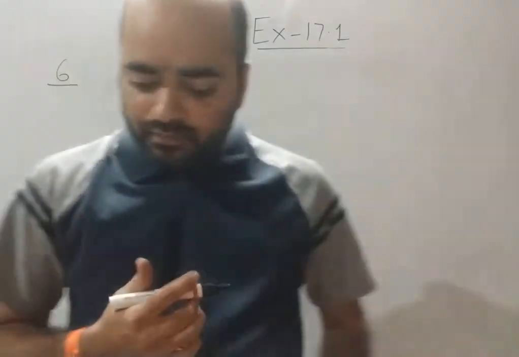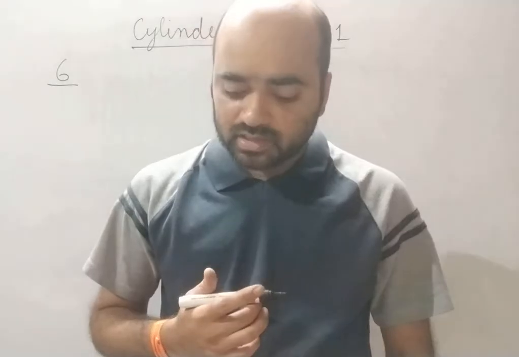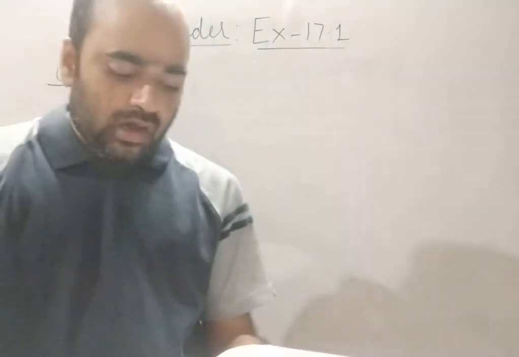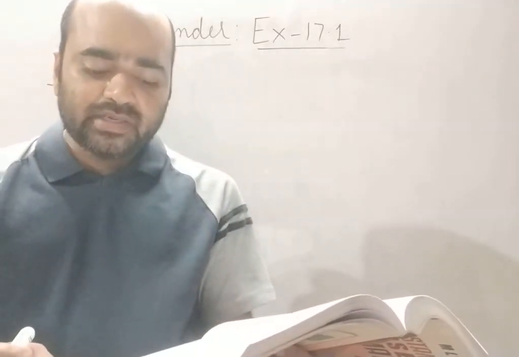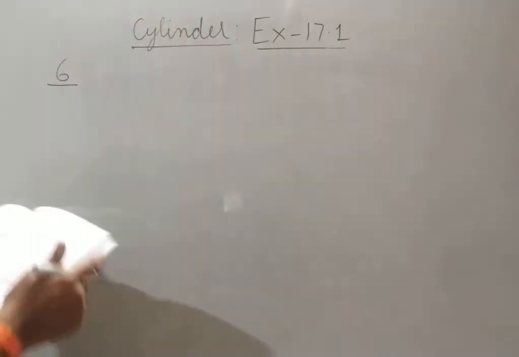Hello children, we have studied up to question number 5 in the previous lecture of cylinder. Next we are starting with question number 6. A road roller in the shape of a cylinder has a diameter 0.7 meter and its width is 0.2 meter.